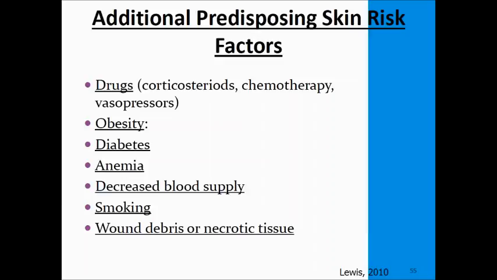Obesity: decreased blood supply in the adipose tissue. Diabetes: hyperglycemia can impair phagocytosis and reduce oxygen supply and nutrients secondary to vascular disease. Anemia: decreased oxygen perfusion, decreased blood supply. Smoking: nicotine is a vasoconstrictor and can impede blood flow to the healing areas. Wound debris or necrotic tissue can delay healing as well.